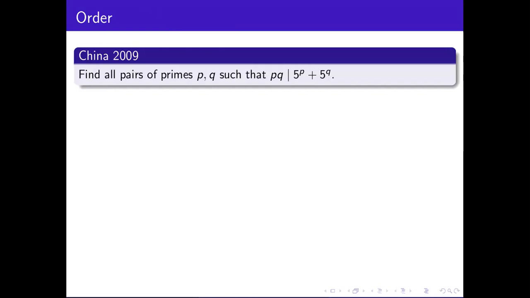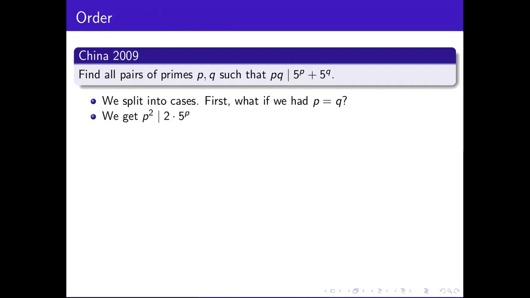All right, so basically what we want to do is, first we're going to be dealing with some edge cases, right? So we first consider the case of what if P equals Q, right? So this case is significant because otherwise if P didn't equal Q, then we could just consider the two conditions, P divides 5 to the P plus 5 to the Q, and Q divides it separately. Whereas if P equals Q, then P squared dividing something is different, right?